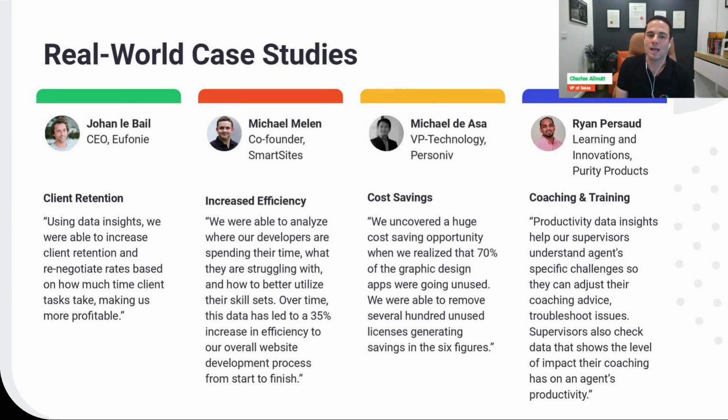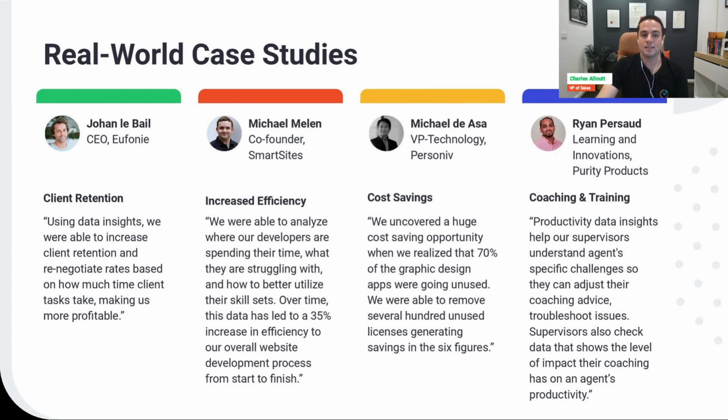So first of all, we've got Johan Lebol. He's the CEO of Euphony, which utilizes data insights to increase client retention and renegotiate rates based on task duration, thereby boosting profitability. Next, Michael Malen, who is the co-founder of Smart Sites, conducted an analysis of where developers were spending their time. This led to better utilization of their skills and a remarkable 35% increase in their overall efficiency of website development processes. We also have Michael DeAssa, VP of Technology at Personif.